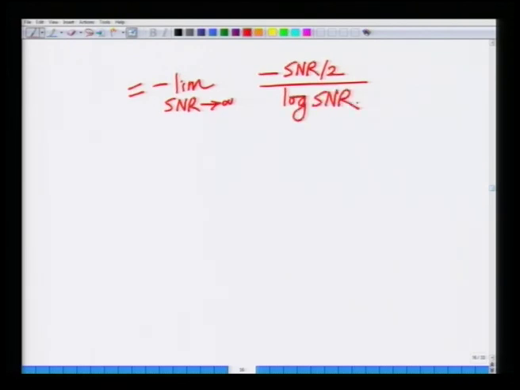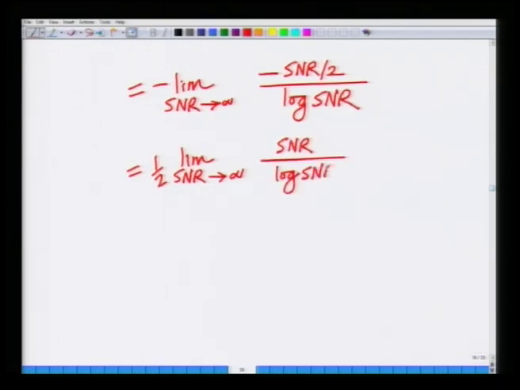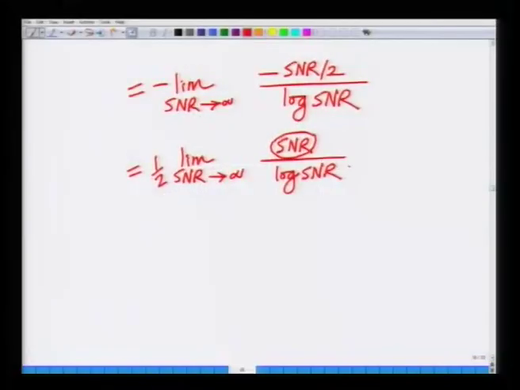I will bring the minus sign inside, which means this becomes limit SNR tends to infinity, bring the half outside, half limit SNR tends to infinity, SNR divided by log of SNR. Now, look at this, as SNR tends to infinity, both SNR and log of SNR tend to infinity, hence this is an indeterminate form. When I have an indeterminate form, we all know from basic analysis that we can use L'Hopital's rule.